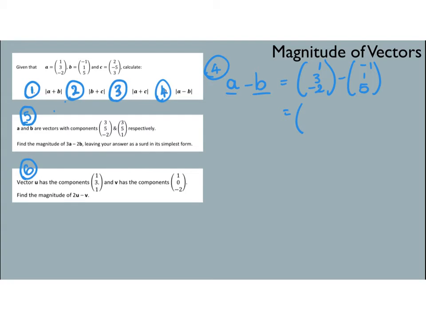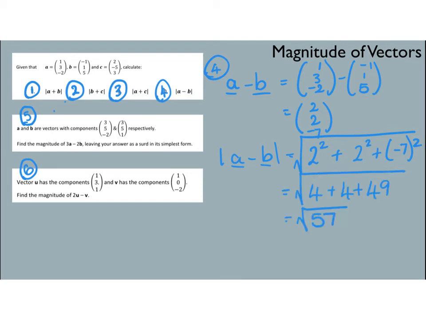1 take away minus 1, that's the same as adding 1. 3 take away 1, and minus 2 take away 5, that makes minus 7, doesn't it? So I can start to work out my magnitude now. So there's my 3 numbers from my vector squared, and they're all sitting within my square root there as well. Just need to pop in the add. Okay, and you can't simplify the square root of 57, so that's the end of number 4.